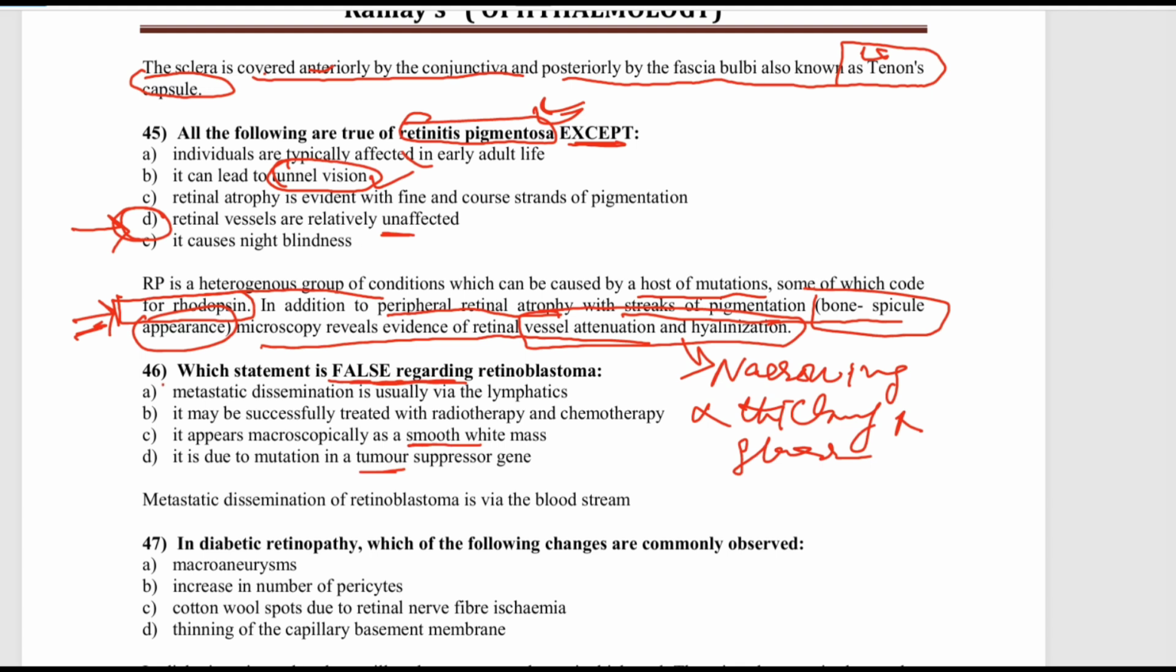So the correct option is metastatic dissemination is via the lymphatics. No, it is via the bloodstream. No, it is not via the lymphatics. It is via the bloodstream. A very important point. It is treated with radiotherapy and chemotherapy. It is caused by a tumor suppressor gene. It appears as a smooth white mass.